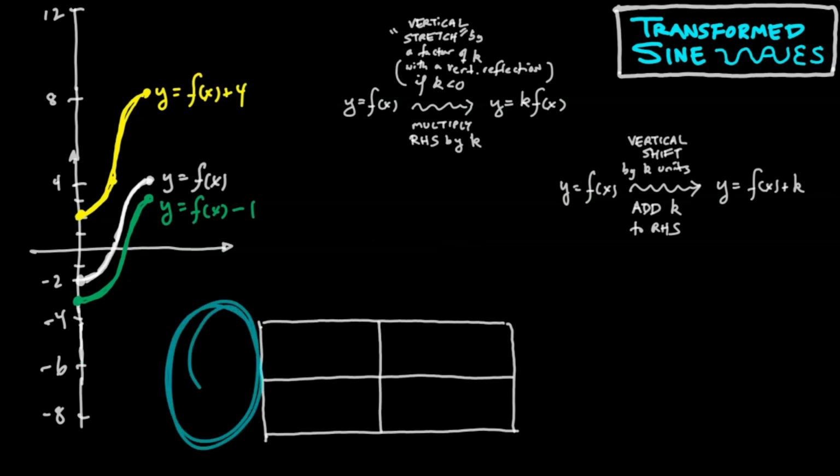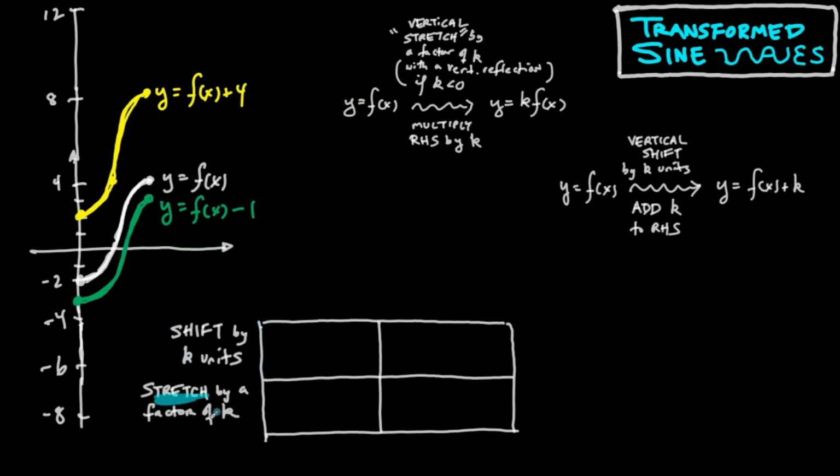The 2 particular transformations we're going to be interested in are a shift by k units and a stretch by a factor of k, with a reflection if k is less than 0. Those are my 2 rows. My 2 columns will be about whether we are doing these things vertically or horizontally.